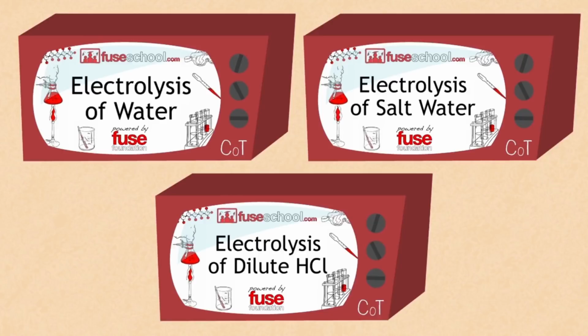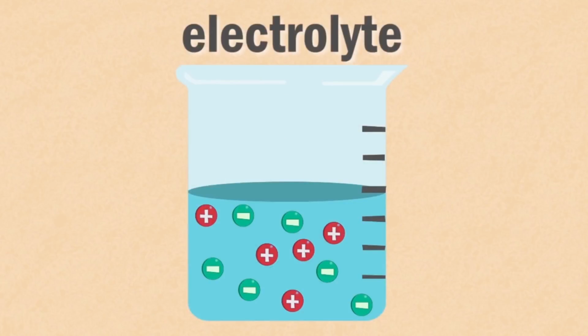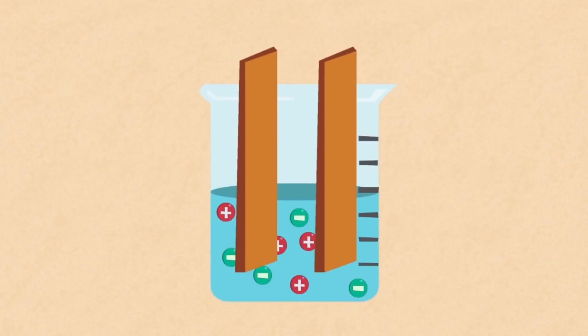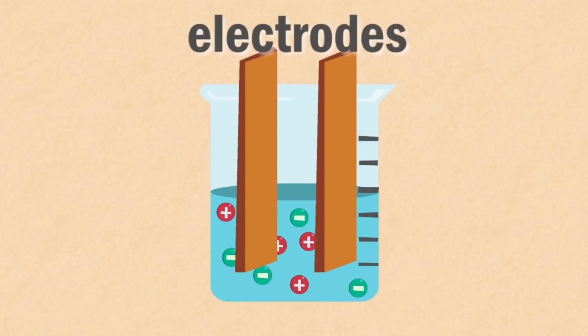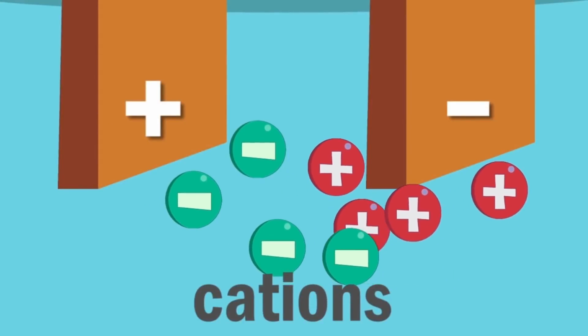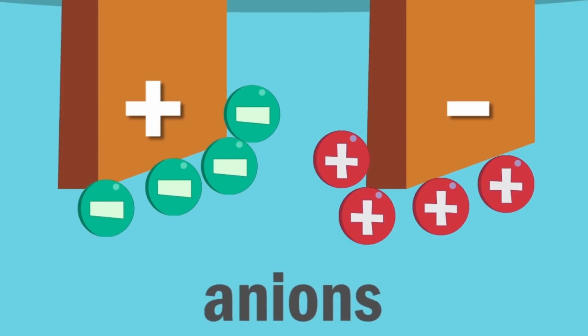For the time being though, here is a summary of the key ideas about electrolysis. Electrolysis is the flow of electrical current in a conducting solution or molten liquid that causes chemical changes. The conducting liquid is called an electrolyte and has free moving ions. The conducting plates, bars or wires inserted into an electrolyte are called electrodes. Positive ions are called cations and are attracted to the cathode. Negative ions are called anions and are attracted to the anode.